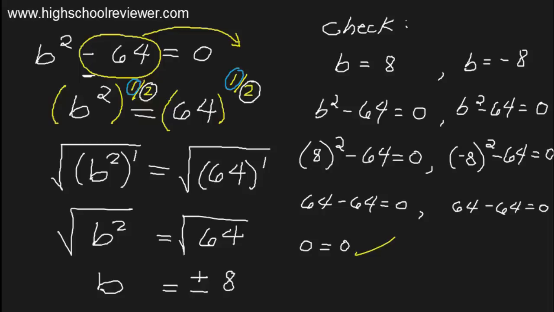Our next value, negative 8 raised to 2 is also 64, and 64 minus 64 is also equal to 0. So our second value, which is b equals negative 8, is also correct. So these are our final answers.